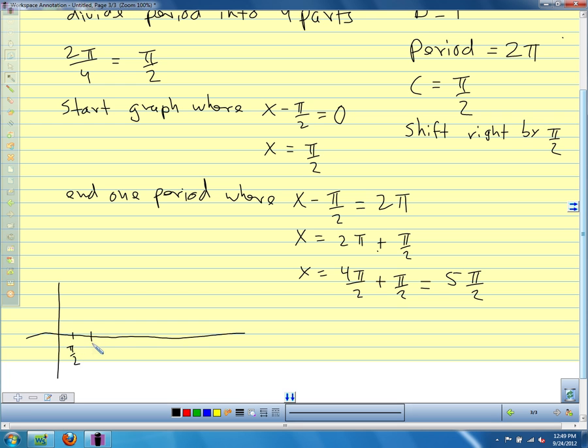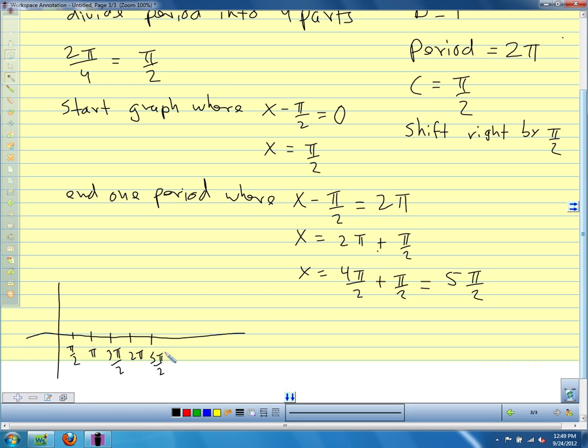I'm going to move to the right by pi over 2 units. Pi over 2 plus pi over 2 is what? Pi. 1/2 plus 1/2 is 1, so I just end up with pi. Pi plus pi over 2? 3 pi over 2. 3 pi over 2 plus pi over 2 is 2 pi, and 2 pi plus pi over 2 we already decided is 5 pi over 2. So those are my units.